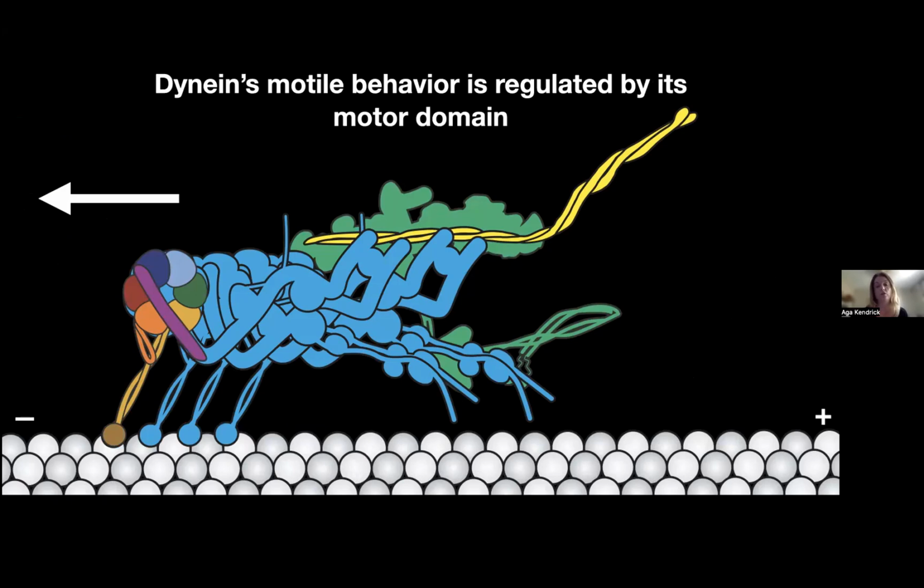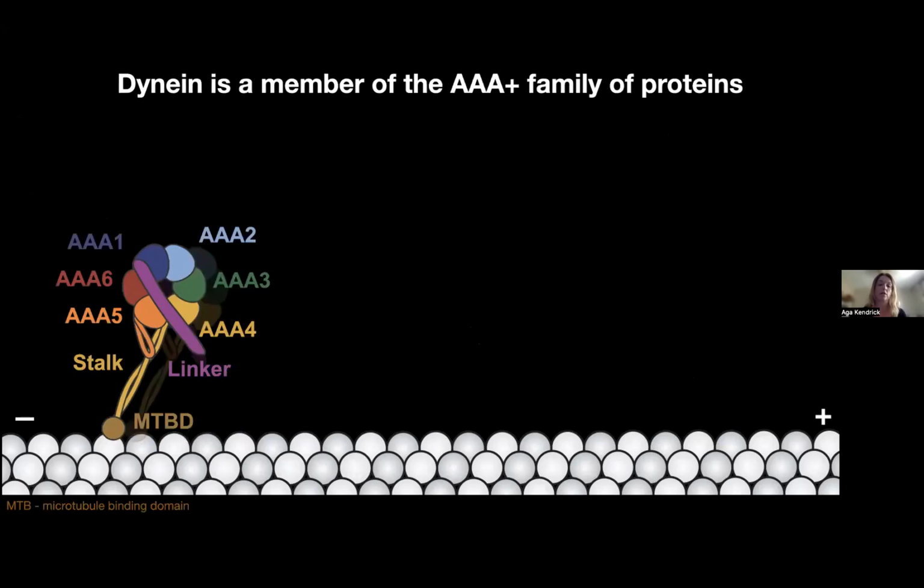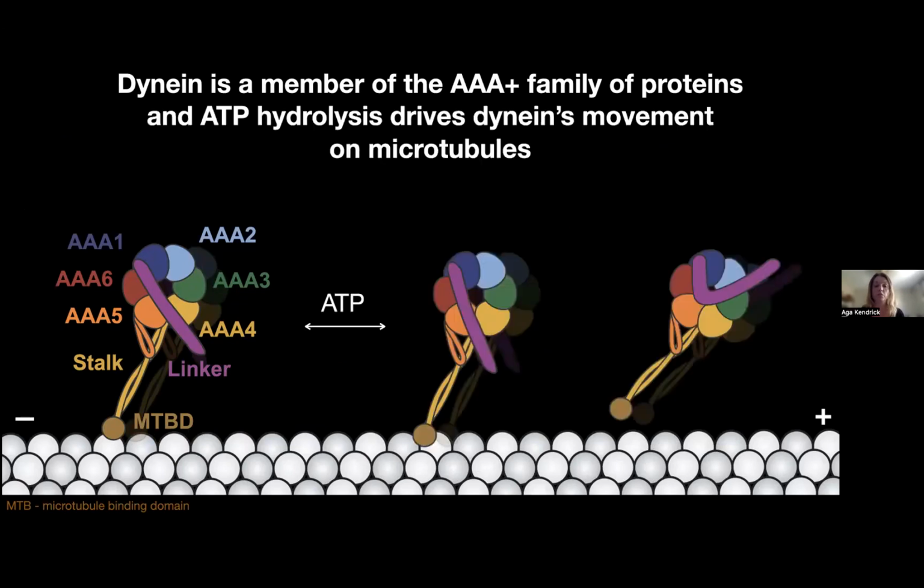If we just focus for a little bit on the motor domain itself, I marked the different ATPases in here. Dynein is a member of the AAA family of proteins that's composed of 6 hexameric ATPases, and AAA1 through 4 are the ones that bind to ATP. Upon ATP hydrolysis, dynein is capable of forming rearrangements within the ring, linker movement, and then movement on microtubules, as shown by this oversimplified schematic.